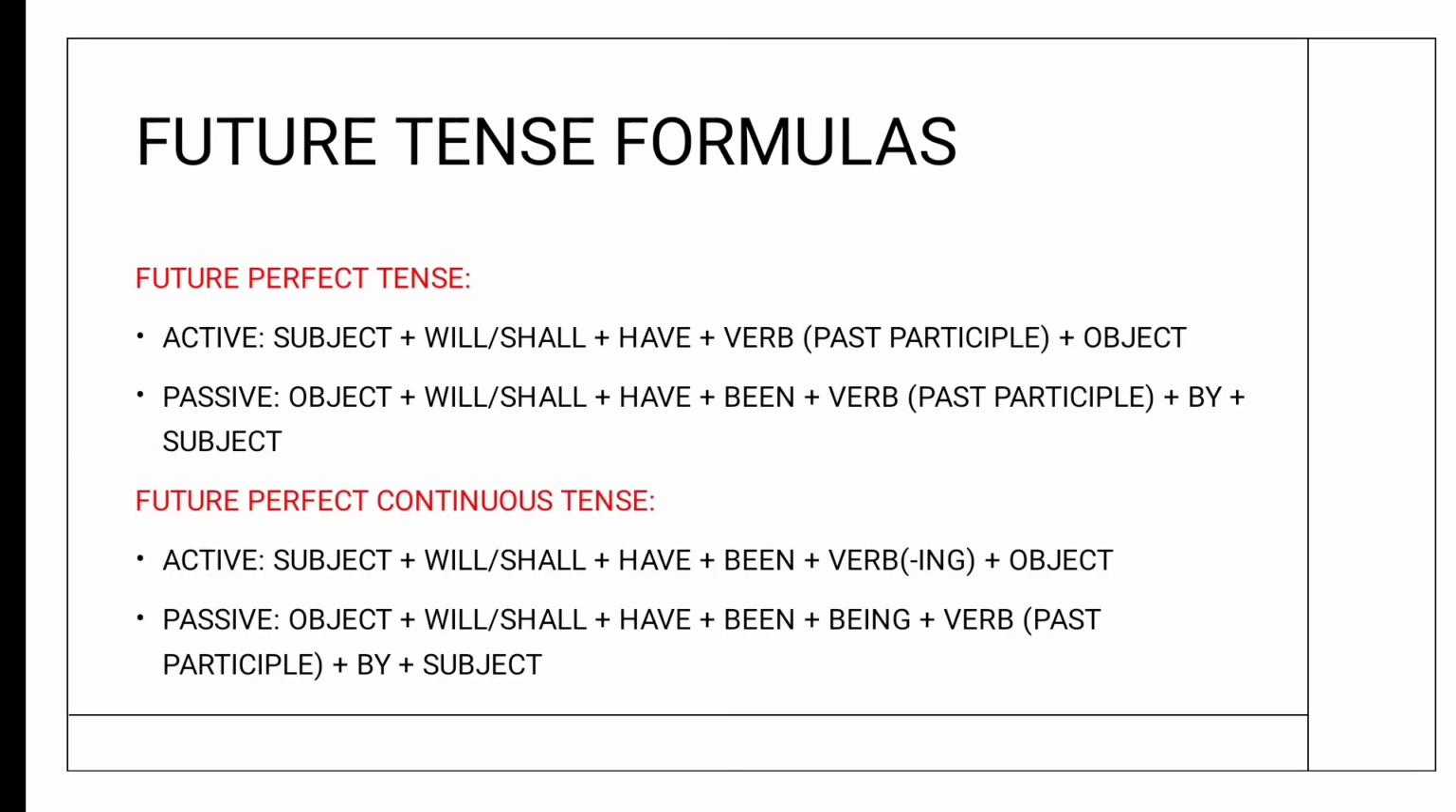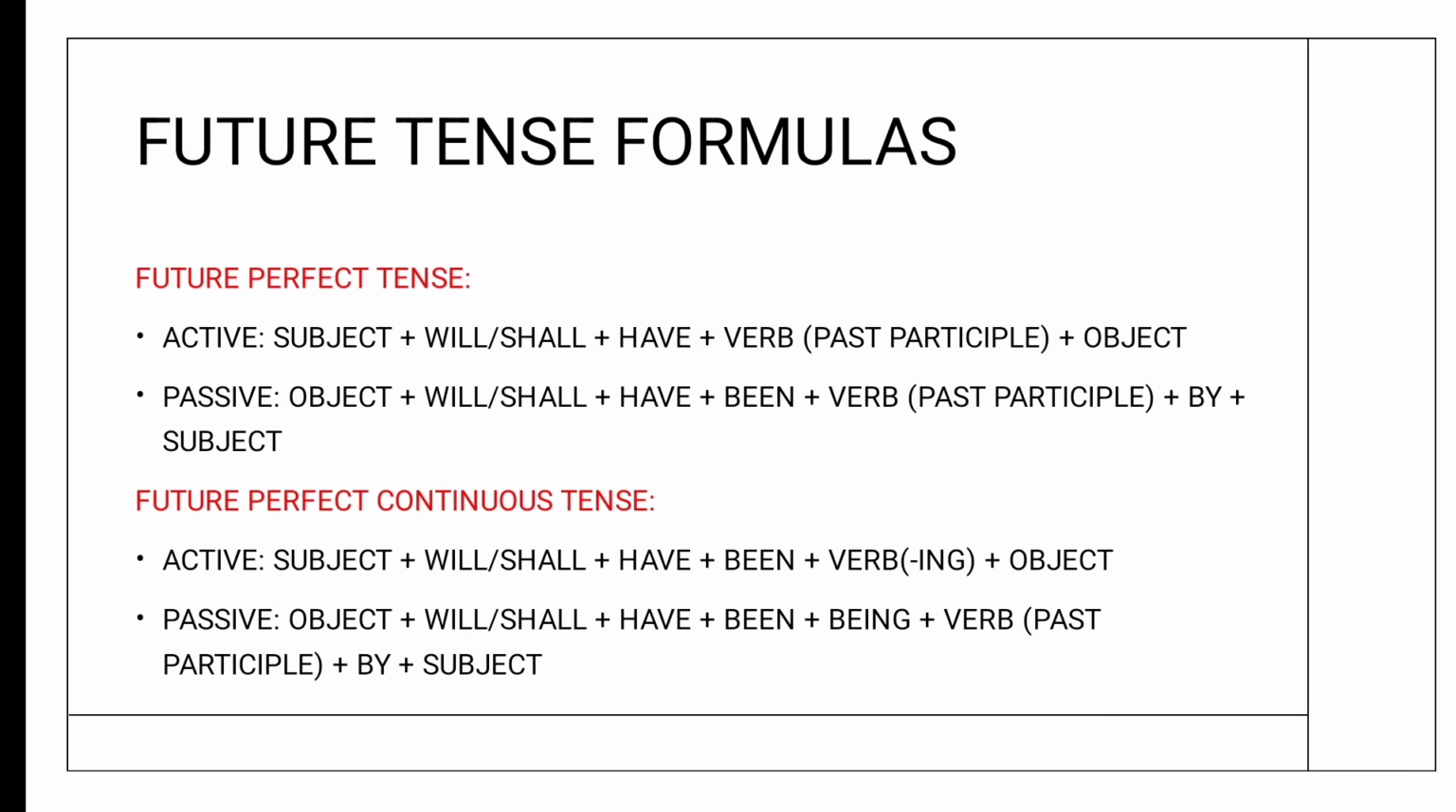Now future perfect tense. What is the active formula of the future perfect tense? Subject plus will or shall plus have. So we know if it is future perfect tense, when we were learning about future tense, we learned that we have will have or shall have as be forms, right? So the same thing. Subject plus will have or shall have plus verb which is in the V3 form. Okay, whether it is present perfect or past perfect or future perfect, whatever it is, in the perfect tense the verb is always in the V3 form.